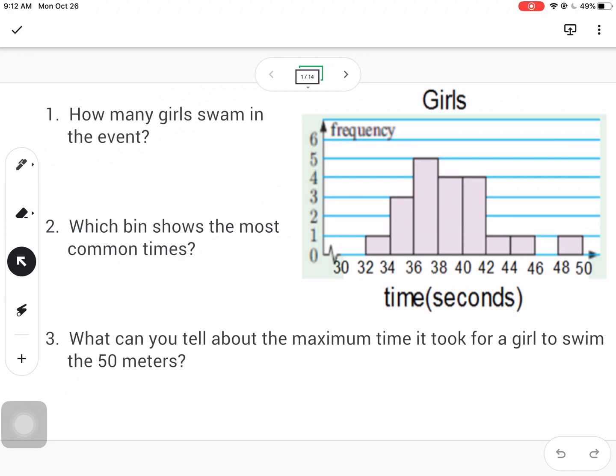Hi everybody, this is a video for notes on talking about the shape of histograms. The first thing on your note sheet is this problem. This was our warm-up problem, so you can go back to the slideshow and click on completed notes to check your work for the warm-up. But we're going to just move on to the notes part.